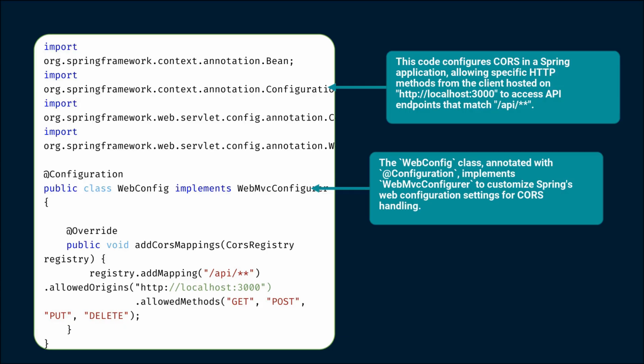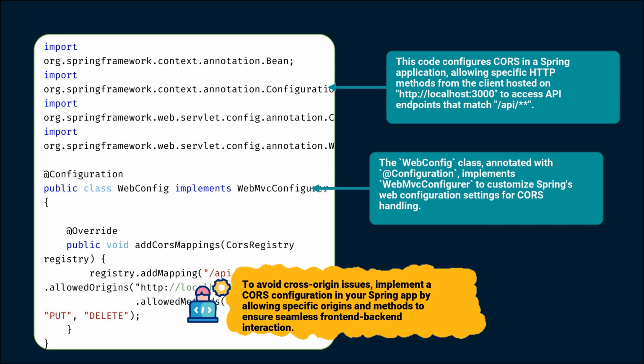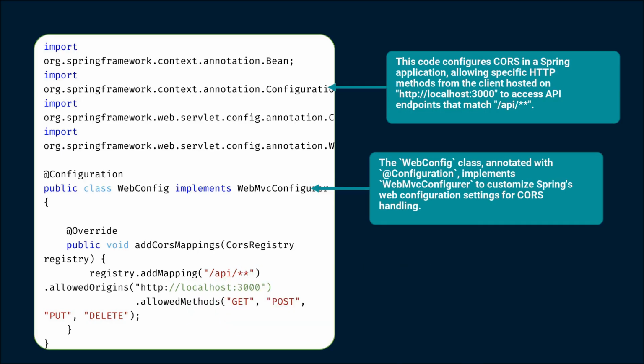Now, let's take a look at the method addCorsMappings. Within this method, we use CorsRegistry to specify which endpoints should allow cross-origin requests. In this example, we target all API routes by using the mapping pattern /api/**, and we enable CORS requests specifically from http://localhost:3000, which could be adjusted to your front-end's URL. Additionally, we allow standard HTTP methods: GET, POST, PUT, and DELETE, ensuring that our API can handle all necessary interactions with the client. By adding this configuration, we ensure seamless communication between our front-end and back-end during development, preventing potential errors and enhancing user experience.